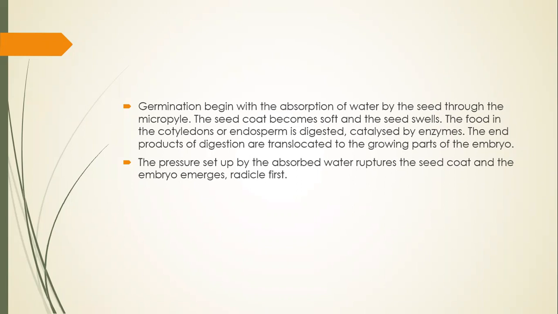And we looked at the types of germination: where the cotyledon is found above the ground, epigeal germination, or where the cotyledon is found below the ground, hypogeal germination. We established that epigeal germination occurs as a result of the elongation of the hypocotyl, the lower part of the plumule, while hypogeal germination occurs as a result of the elongation of the epicotyl, the upper part of the plumule. Then we looked at the conditions necessary for germination and how germination takes place.